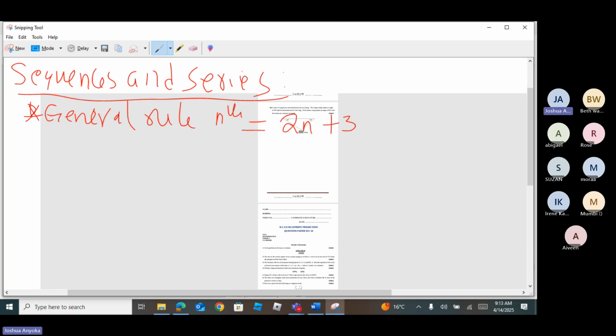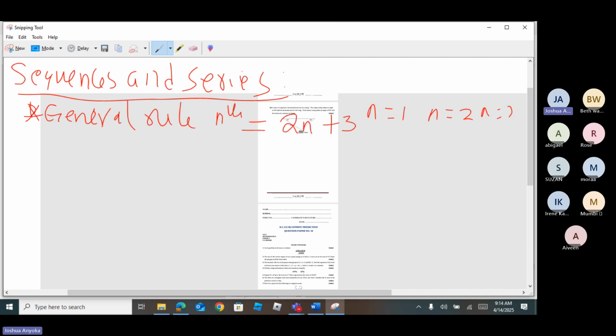So what follows is: state the first 3 terms of the sequence. We know that when n is equal to 1, that is the first term. When n is equal to 2, the second term. When n is equal to 3, third term. And when n is equal to 4, that is the fourth term. So we simply substitute the value of n in the nth term. That's the last term of any given sequence. It's given by 2n plus 3.